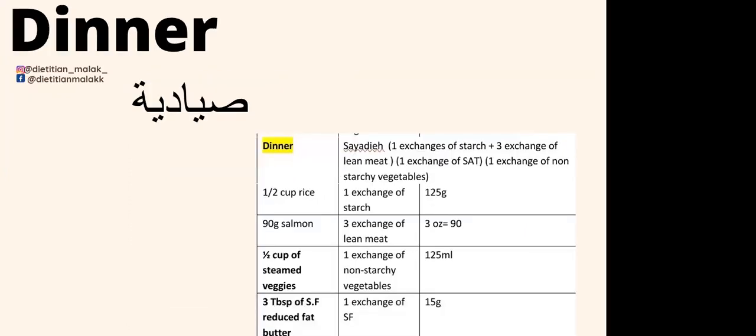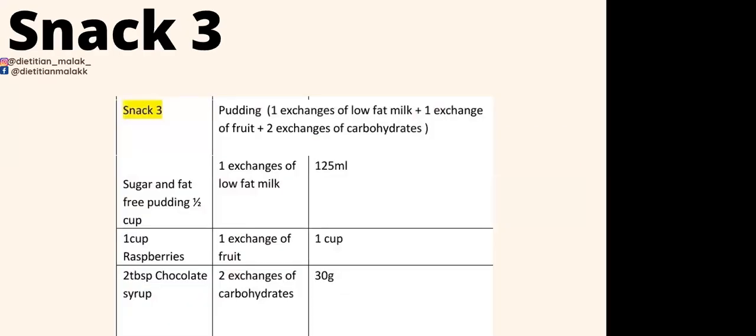For the dinner, we went for sayadiyya, which is rice, salmon, steamed vegetables, and for the flavor, we added reduced fat butter. Our third snack, we just went for pudding with raspberries and chocolate syrup.